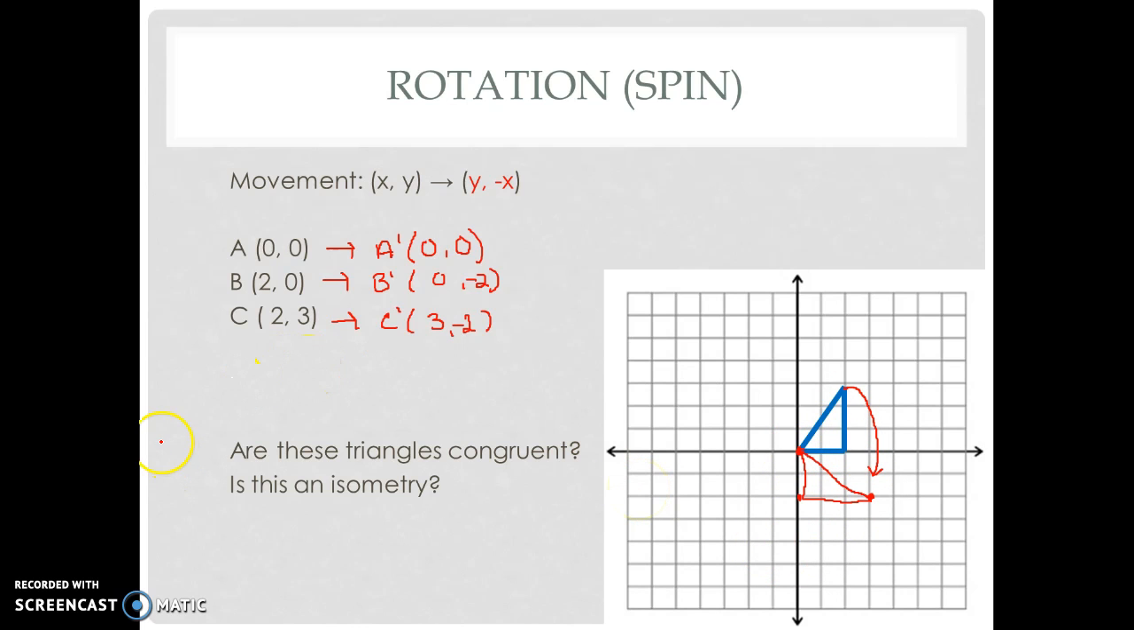So are these triangles congruent? Yes, absolutely. And is this an isometry? Absolutely. These are the exact same two triangles. It is just spun around. So if you picture it as a little piece of paper of a triangle that you just simply spun on your paper, it's still the same size, still the same shape. So nothing changed about the size, shape, area, so that means it's an isometry, and they are congruent images.